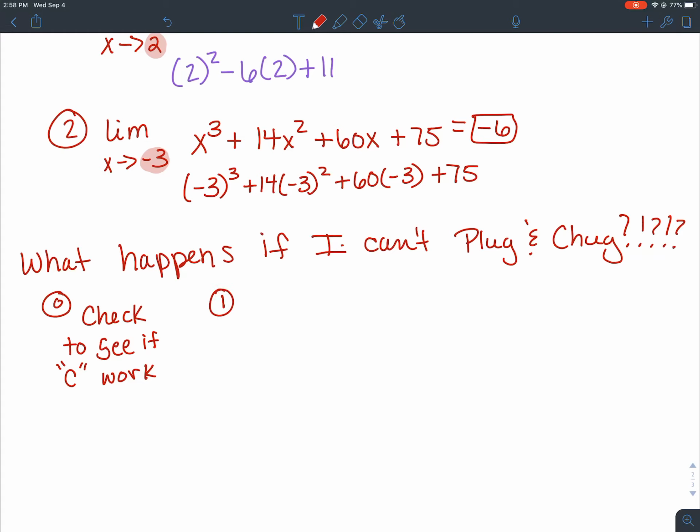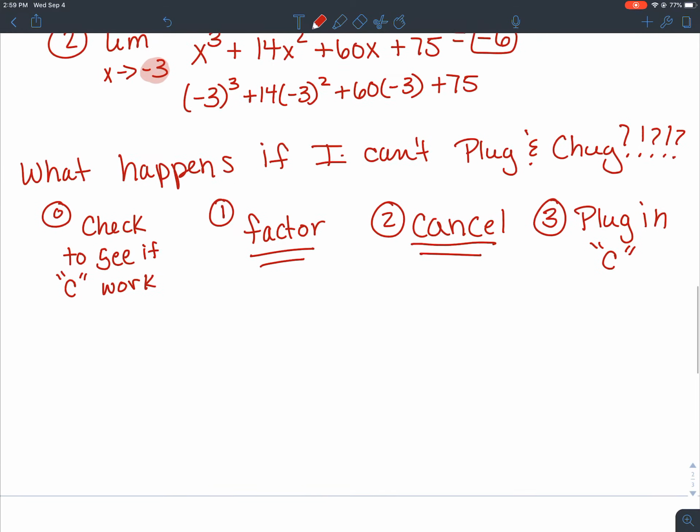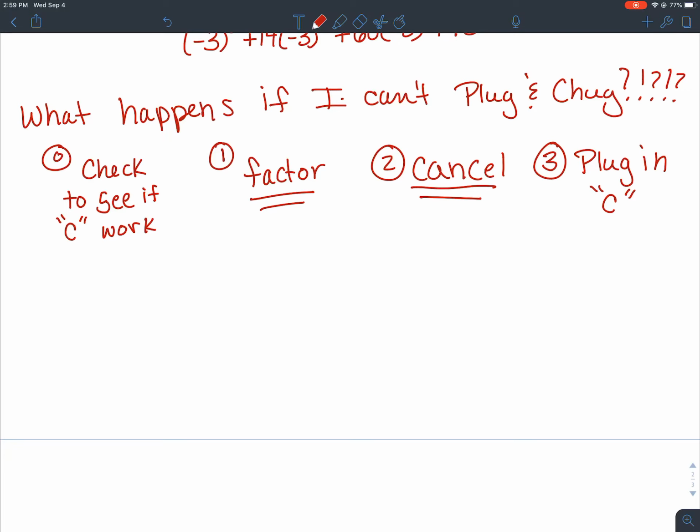Okay, so that means I'm going to have to do step 1, which is factor. Step number 2, cancel. We'll talk about what that means. And then plug in C. So I call this factor, cancel, plug in. Those are my 3 steps. Don't forget step 0, because if you don't have to factor, cancel, plug in, then you're wasting a lot of time. But sometimes you do. So let's see what that would look like if you did. Okay, so let's do an example.